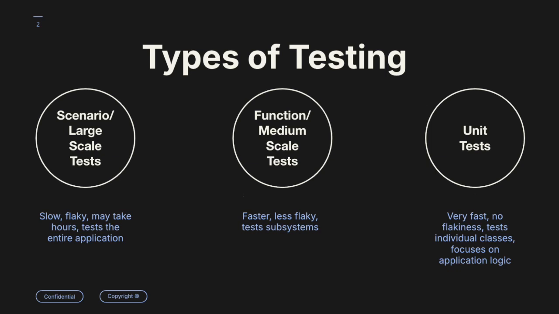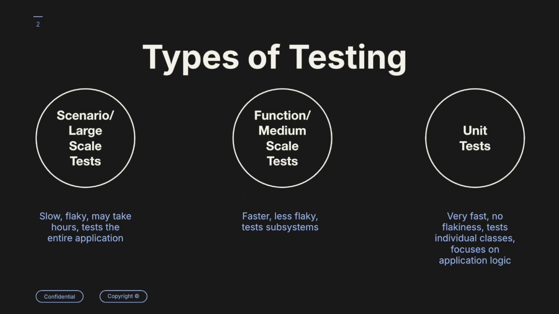For example, in an e-commerce app, a scenario test might simulate a user browsing products, adding them to the cart, and completing a checkout process. It tests the system as a whole. Functional tests, also called medium tests, strike a balance between unit tests and scenario tests. These tests focus on testing specific subsystems or modules of the application, but use simulators or mock dependencies instead of real ones.